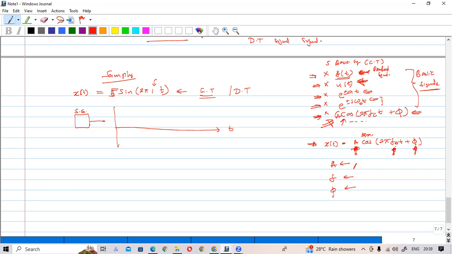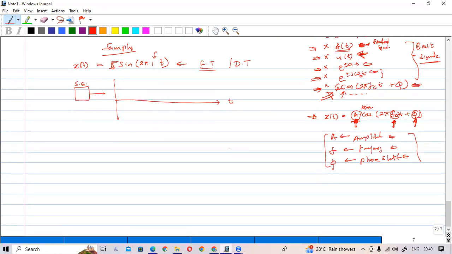Okay, I will tell you. This is amplitude. This is the frequency. And this is phase shift. Amplitude, frequency, phase shift. Okay. So these are the three main parameters of a sinusoidal signal.